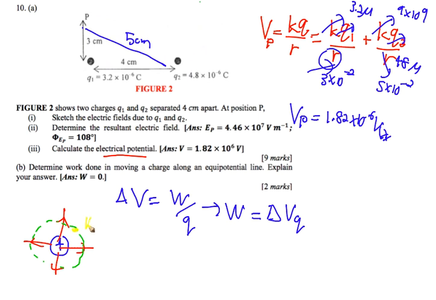Let's say you have a point VA and a point VB on the same dashed line, meaning the potential at VA is equal to the potential at VB. On the equipotential line, VA is equal to VB. So if you calculate delta V, which is VA minus VB, they have the same magnitude, so this is equal to 0. That's why the work done is equal to 0.